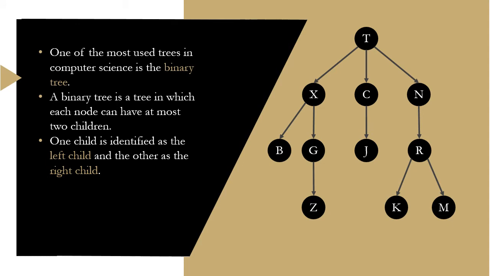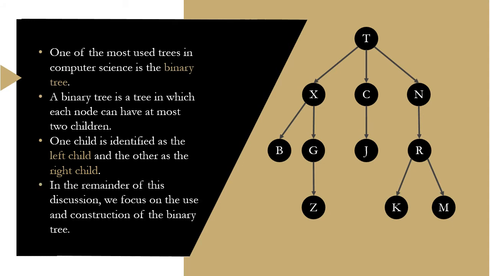One child is identified as the left child and the other as the right child. In the remainder of this discussion, we focus on the use and construction of the binary tree.